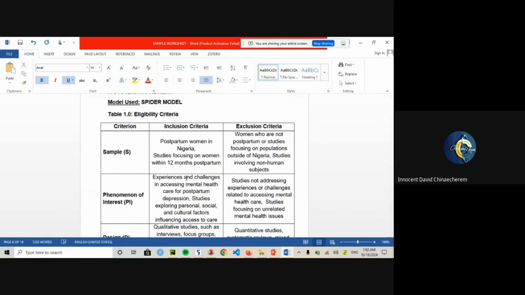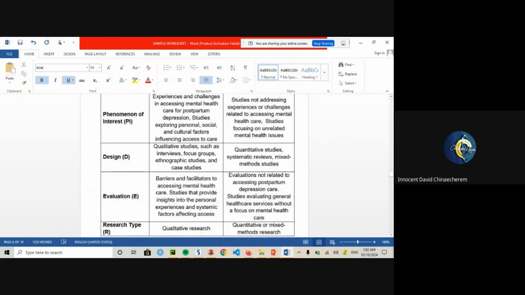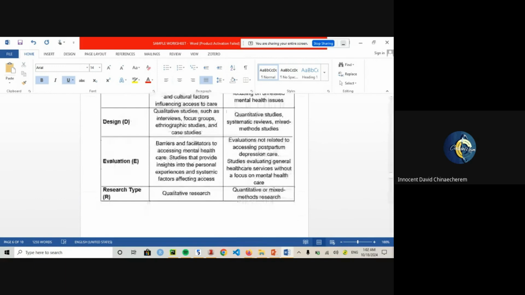So we've got our exclusion criteria there as well. Or maybe any study that's focusing on unrelated mental health issues. So in terms of our design, we have qualitative studies such as interviews, focus groups, ethnographic studies, and case studies. Whereas quantitative, systematic reviews, mixed method studies, all removed. Evaluation, we're interested in barriers and facilitators, and studies that provide insights on personal experiences and systematic factors affecting access.